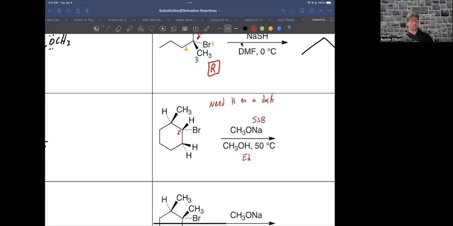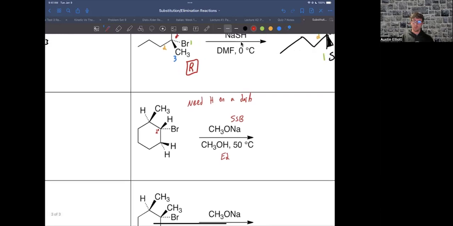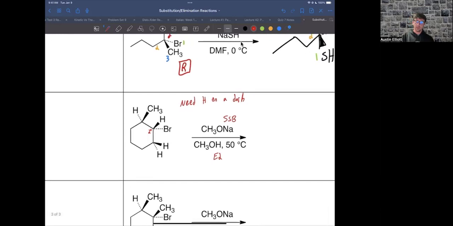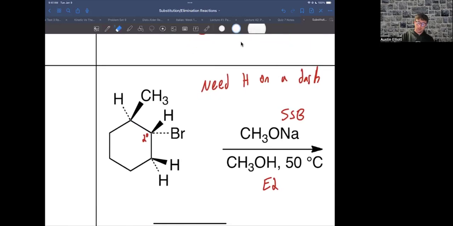Since there's only really one direction for this thing to eliminate, it's going to go in that one direction. So I'm just going to call it E2 in this case. So when we're looking at our hydrogens, we can look at our beta carbons. So here's our alpha. Here's beta, we'll call it beta 1, we'll call that beta 2.